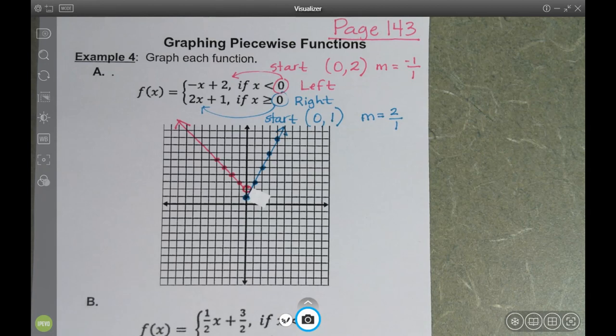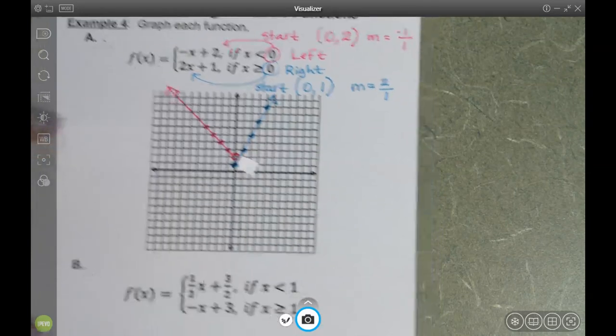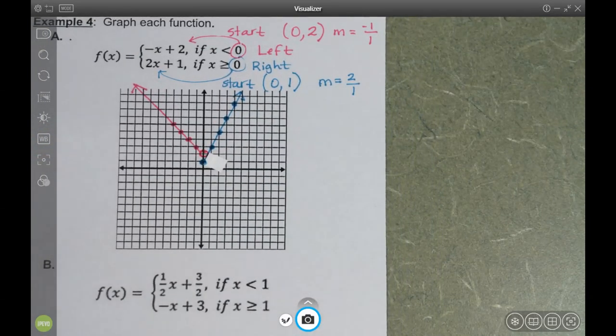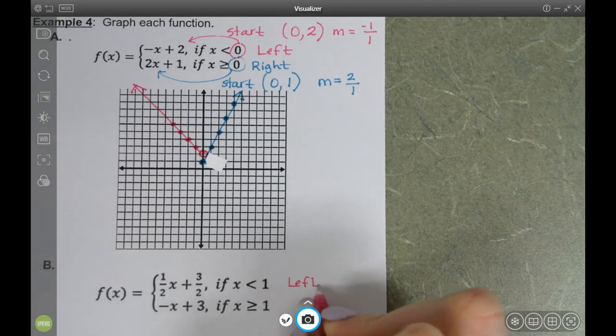Okay, I want you to try that same thing for the next one. Even though there's a fraction there, don't panic, because when you plug in that starting point, your fractions will go away. You'll just need the slope, which is rise over run anyway. So don't panic about the fractions. Just follow that same process. Find your starting point and then use your slope to graph to the left and to the right.